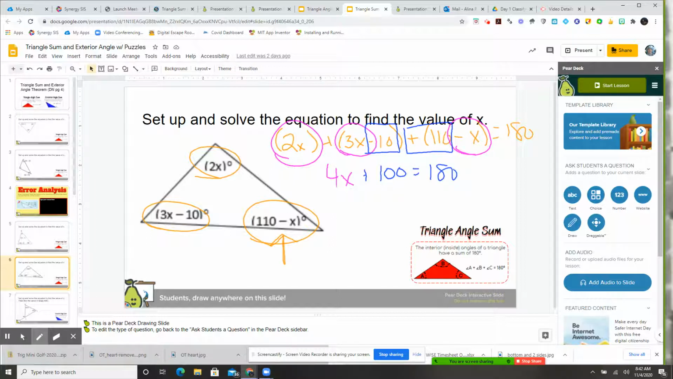So we got to combine all those like terms and make sure you grab that subtract sign when you grab the x, right? And you grab that minus sign for the 10 when you add it to the positive 110. So then I subtract, and I get 4x equals 80, right? And x equals 20. Okay, that's our triangle sum.